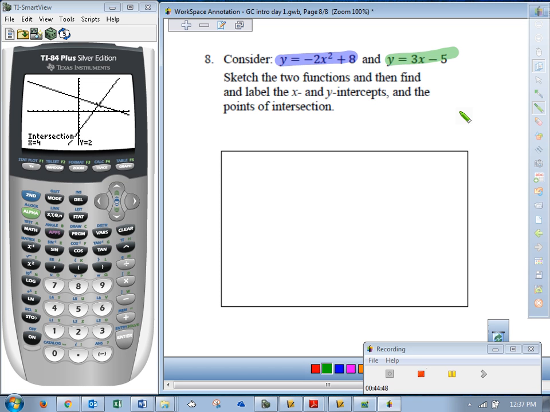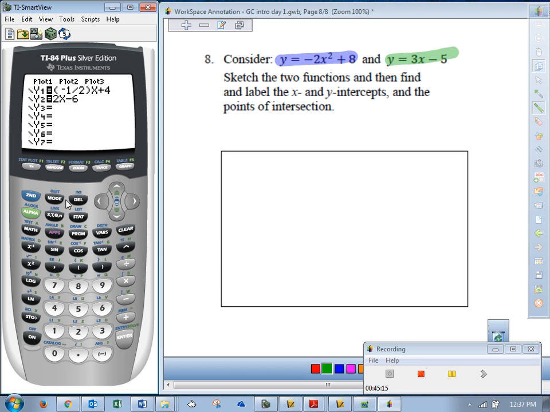First one, when you graph it, what will it look like? Parabola. Open in which way? Down, right? And it's got that +8, so it's probably going to fit in the standard window. It's going to have a y-intercept of 8 basically right there, and it's going to open down. Line, y-intercept of -5, standard window is probably going to be good for us.